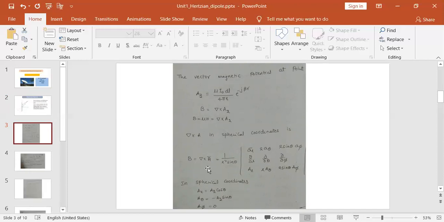B is equal to del cross A, which is in turn equal to 1 by r square sine theta. This matrix is used for calculating the del cross A. That means any cross product in spherical coordinates. So we'll substitute our values in the next slide.